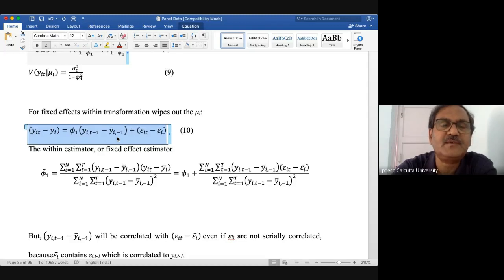So the fixed effect within transformation form can be written in this way: yit minus y bar I is equal to phi 1 into yit minus 1 minus y bar I minus 1. What is y bar I minus 1 and y bar I? Y bar I indicates sum of yit divided by t. Y bar I minus 1 indicates the mean value by taking the 1 period lag values. Okay?